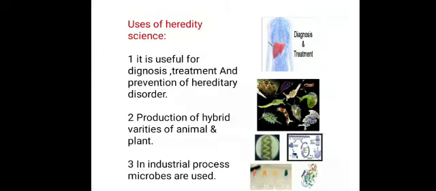And further to diagnosis, to treatment and to prevention, this hereditary science is useful. Then the second use is the production of hybrid varieties of animals and plants. And the third use is in industrial processes, where microbes are used for the formation of different types of products.